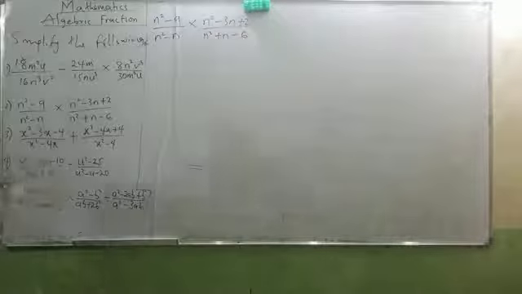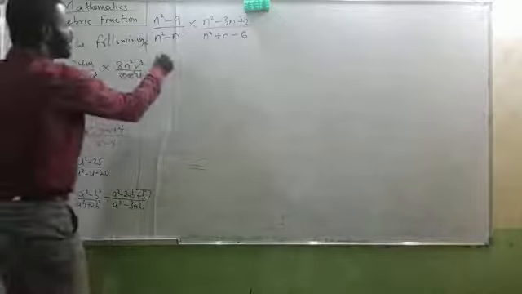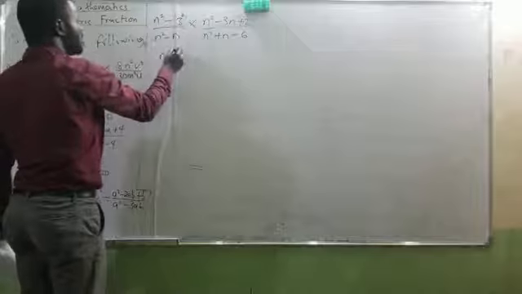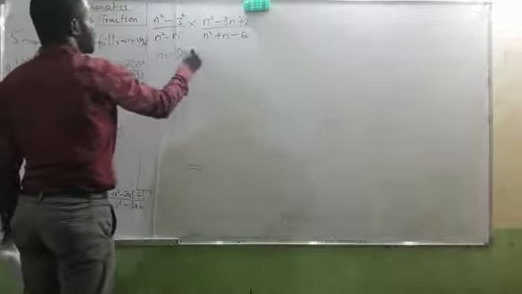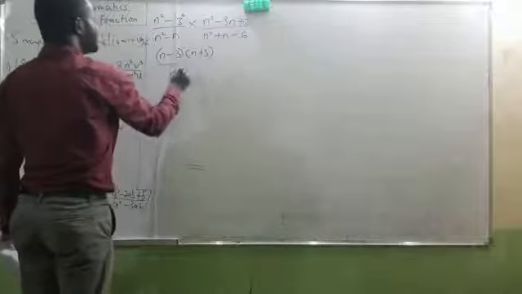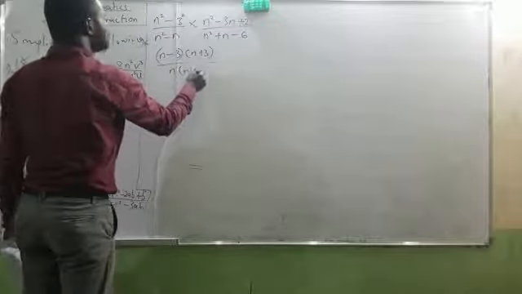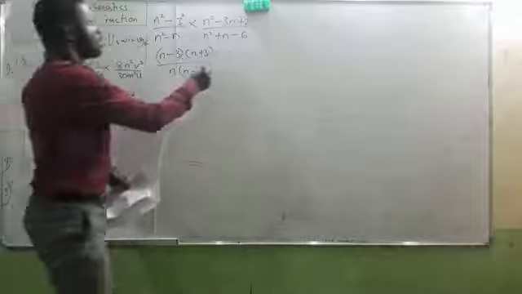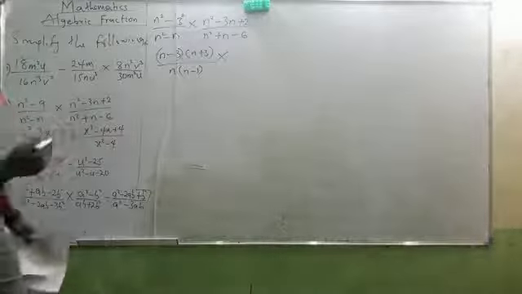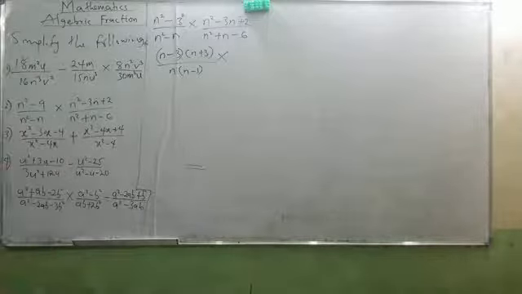Now, how do I go? This can be written as n squared minus 3 squared, the difference of two squares, n minus 1. I factor out, multiply by. Now, what can I do to this one? Hope you are getting what I'm doing.